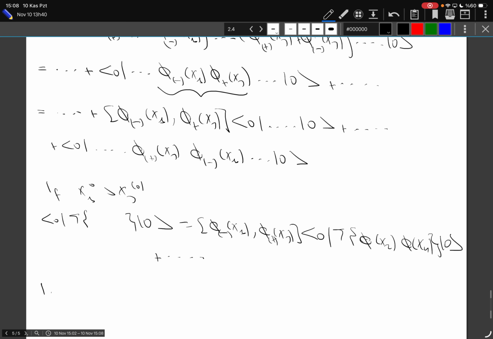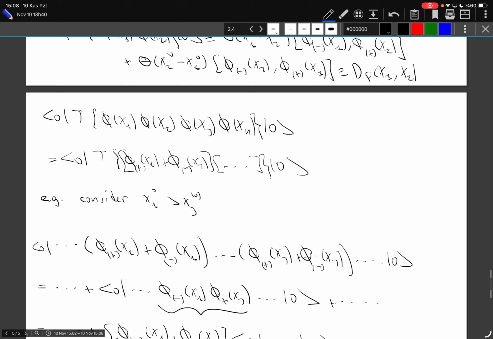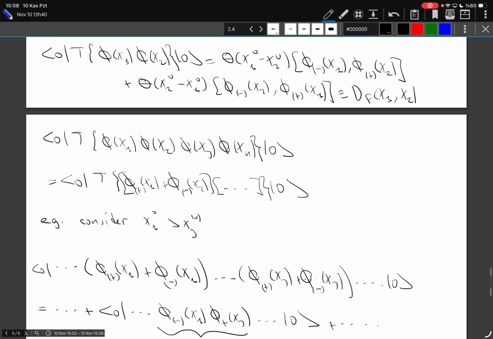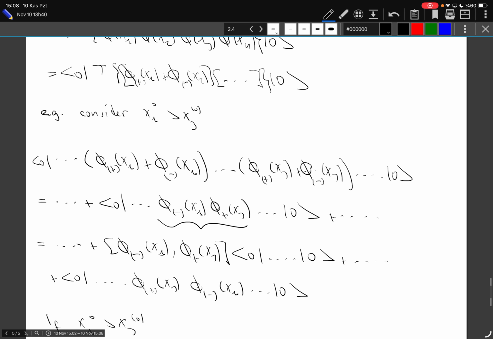Well, if x30 is larger than x10, basically the only thing I need to change is, within this time ordering, I can put phi x3 first and phi x1 as the third term in the product, because the ordering doesn't matter as long as I'm inside the time-ordered product. It just tells me to change labels 1 and 3.